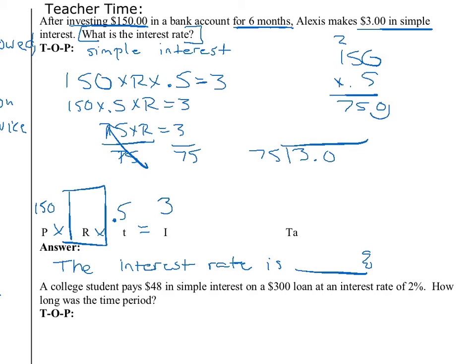And here, 3 divided by 75. 75 goes into 30 0 times. 75 goes into 300 4 times, and that's 300. So R is equal to 0.04. And since I want that as a percentage for my interest rate, move the decimal 2 places. That's 4%. The interest rate is 4%.